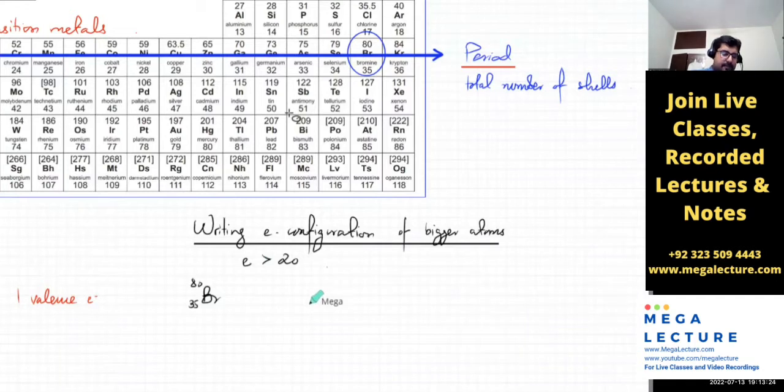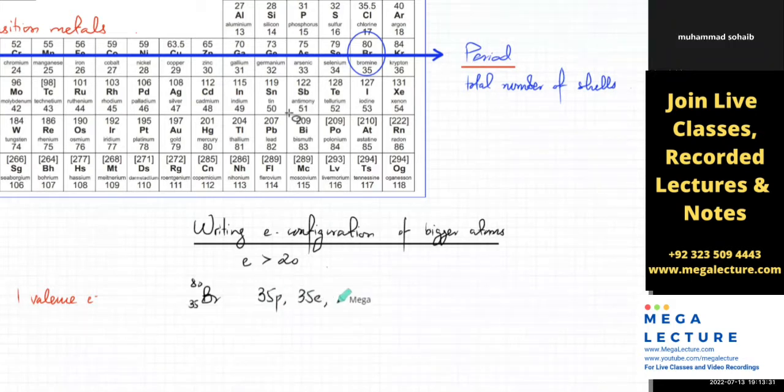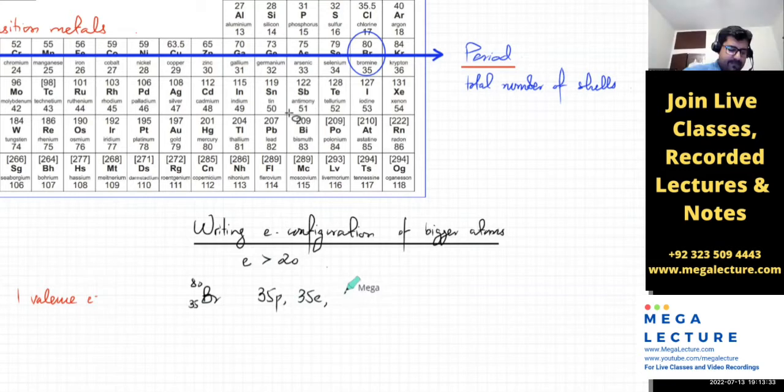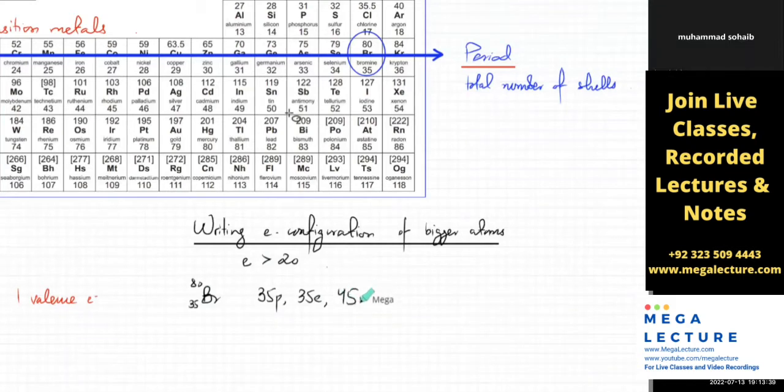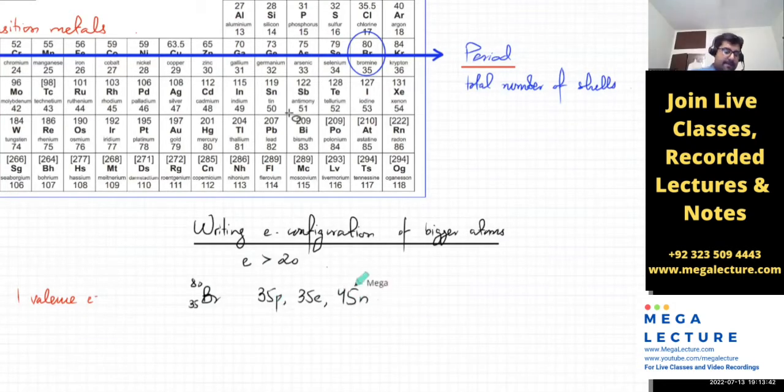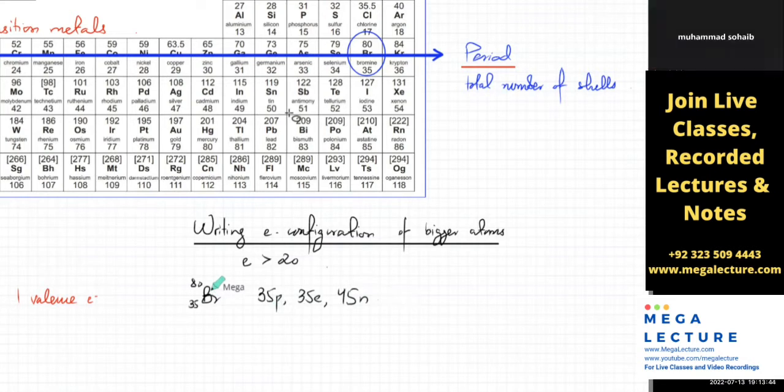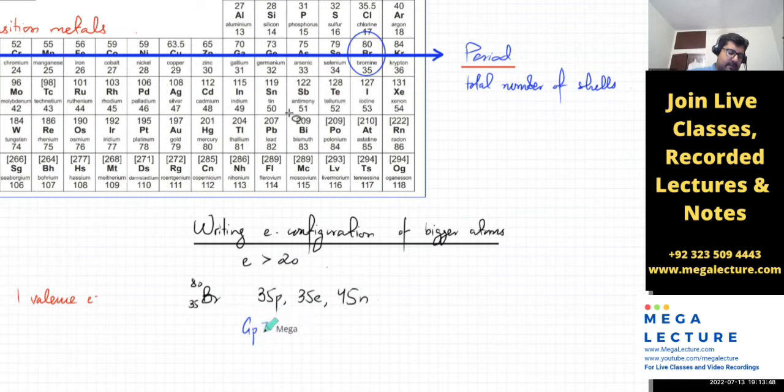Now, although I can actually tell that it's got 35 protons and it's got 35 electrons, and it's got, what's 80 minus 35? That's 45, right? It's 45. So it's in group 7, and it's in period 4. So that gives me a lot of information.